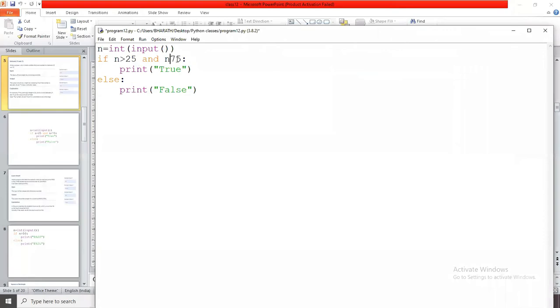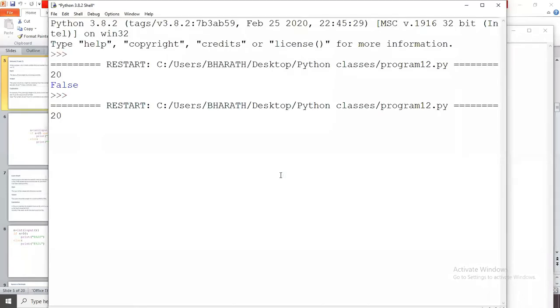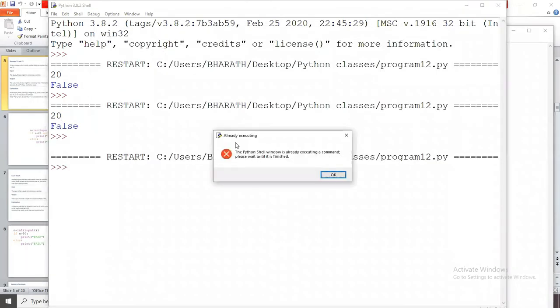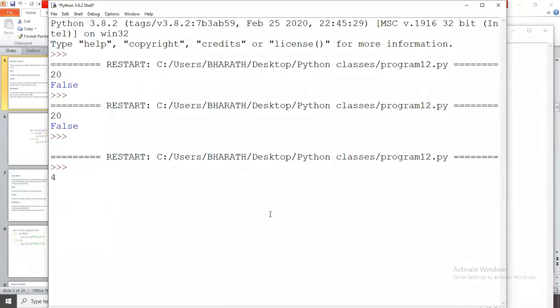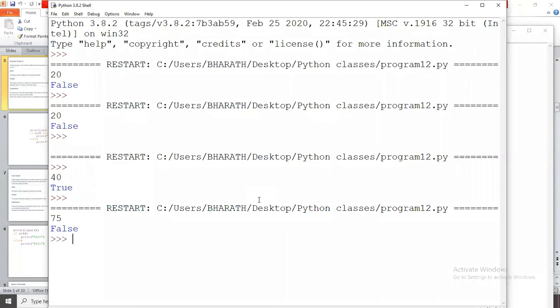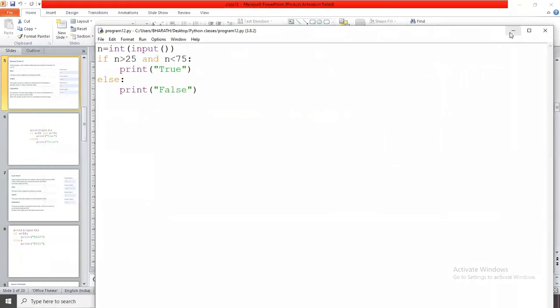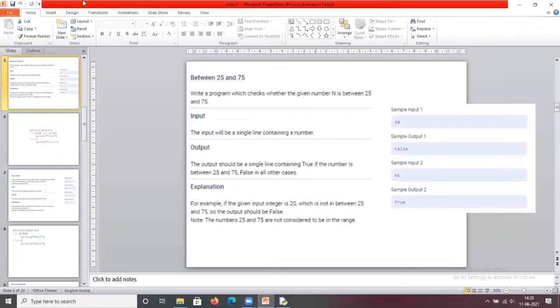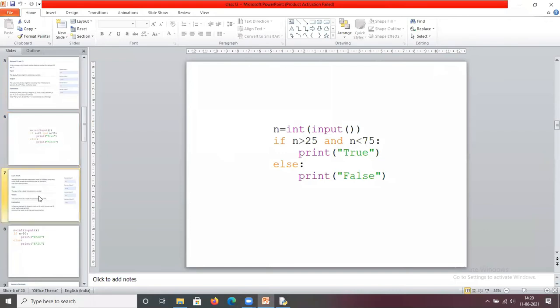Yes, it is not greater than, it is less than only. Sorry. If you give 20, it returns false. If I give 40, it returns true. If I give 75, it returns false. Okay. So this is the solution. So next problem.